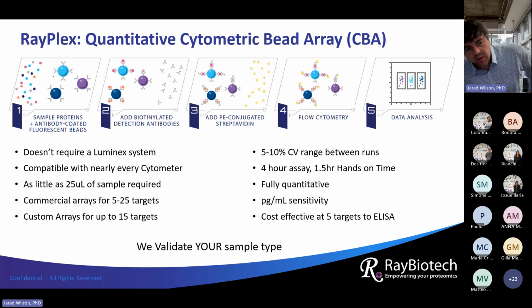We see some great CV between the runs, because we're measuring so many beads. We can tell you how many to capture. It's at least 10,000 per population, but you can capture even more depending on how many beads you flow through the cytometer. With 5 to 10% CV, it's quite good. It's fully quantitative, as I mentioned. Picogram per mil sensitivity. It's very cost effective as well. Once you get over 4 targets, it's usually cheaper to do a multiplex, regardless of the multiplex, RayPlex is included here, than to do an ELISA. It saves on sample as well.